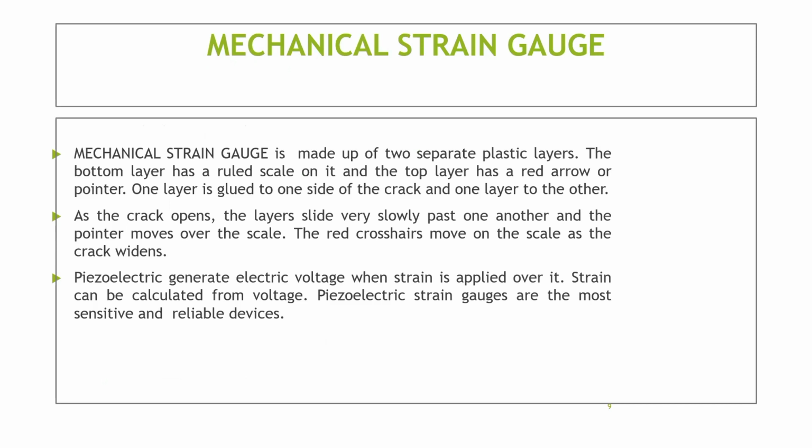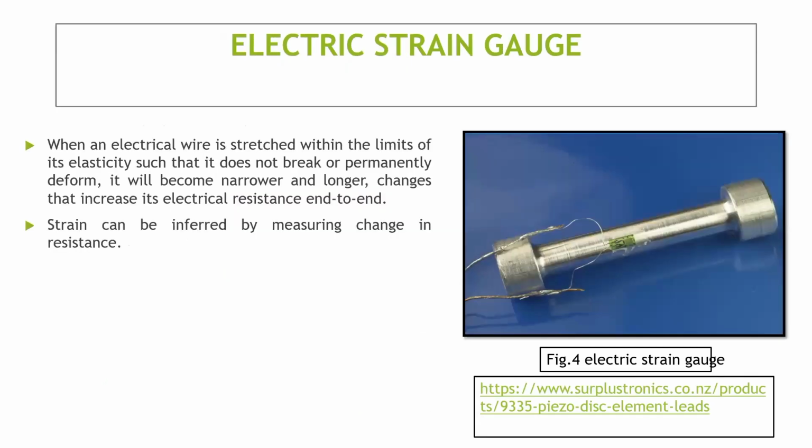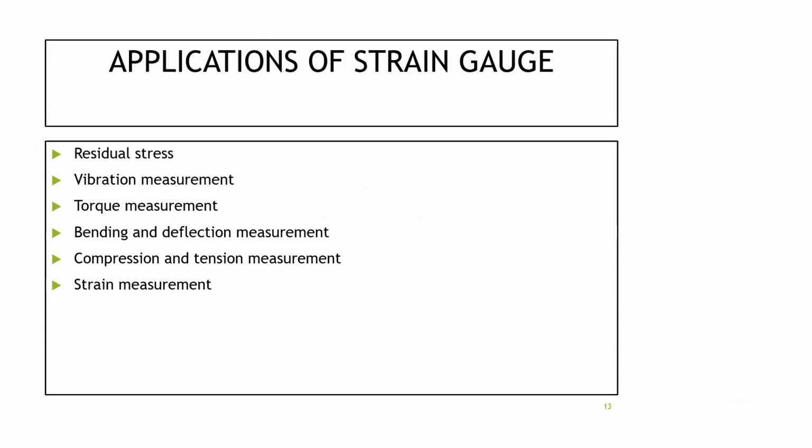In piezoelectric types, when strain is applied, it can be calculated from the voltage. This is a mechanical strain gauge, and this is an electrical strain gauge. Normally we use it when the electrical wire is stretched within the limits of elasticity, so it does not break or deform. Strain can be inferred by measuring the change in resistance. Advantages and disadvantages of the strain gauge: it is non-linear, which is a disadvantage. But there is no moving part, so it is also not expensive. We can use it for torque measurement, bending and deflection measurement, and strain measurement.